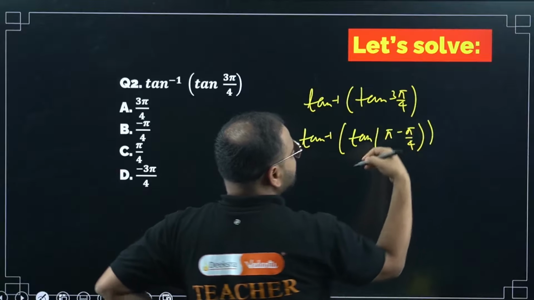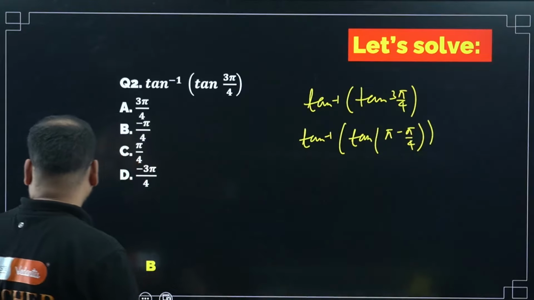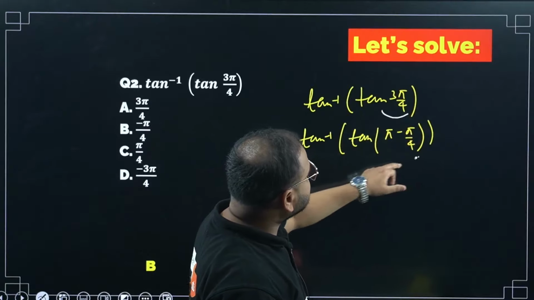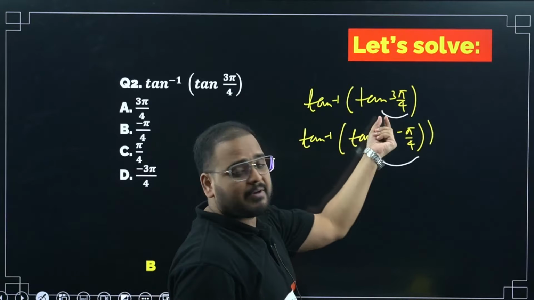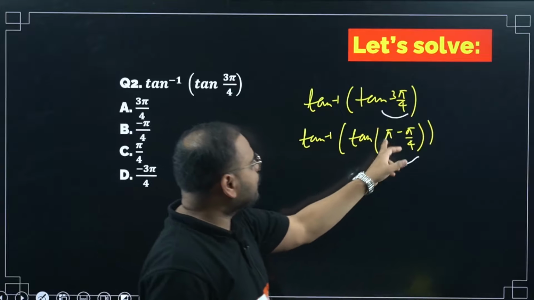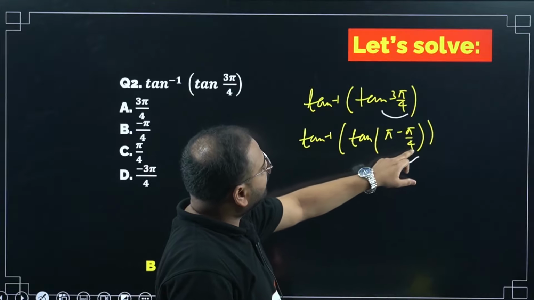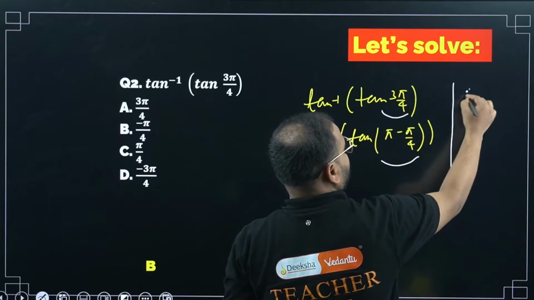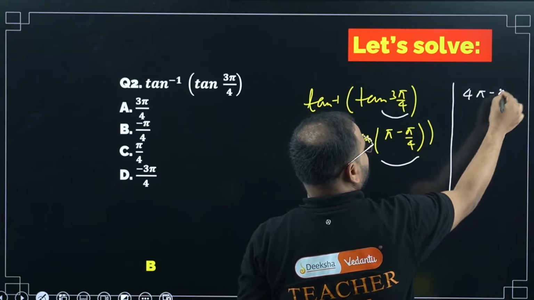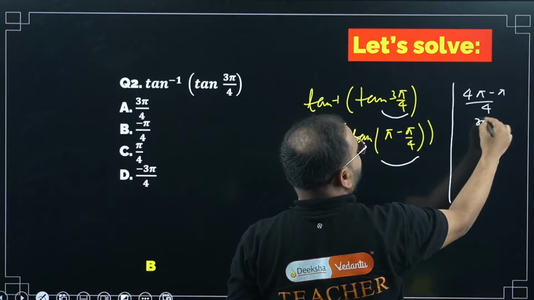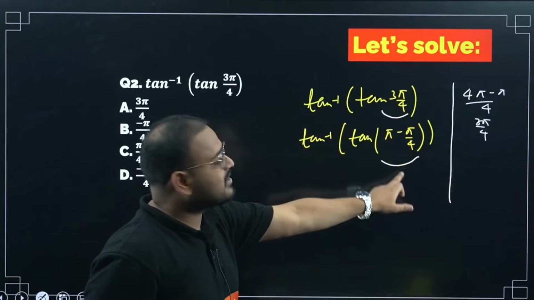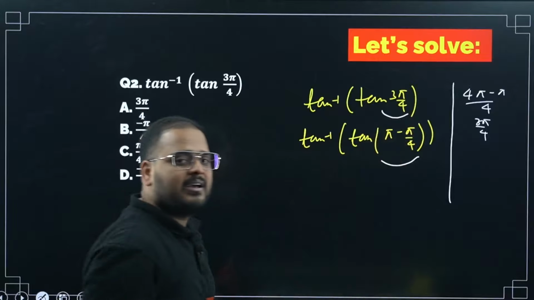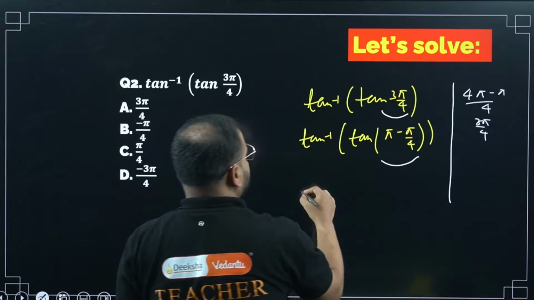Please check. What I've done here, I'll explain it to you. I've written this angle 3 pi by 4 again in this form. If I subtract, it will become 4 pi by 4 minus pi by 4, which will be 3 pi by 4 only, correct? So this same thing is written over here in a different format. Now if you remember, tan of pi minus theta is just what?